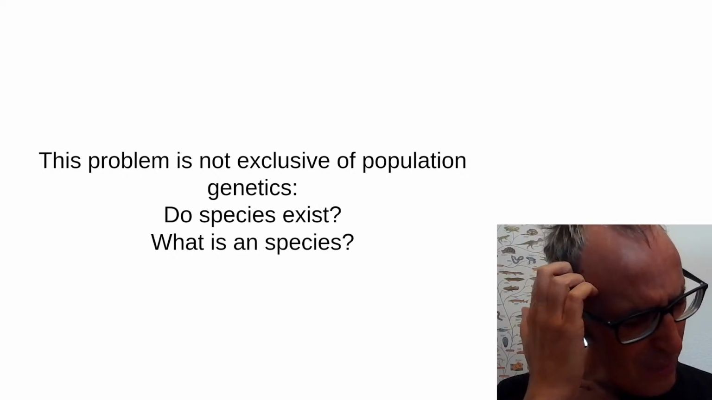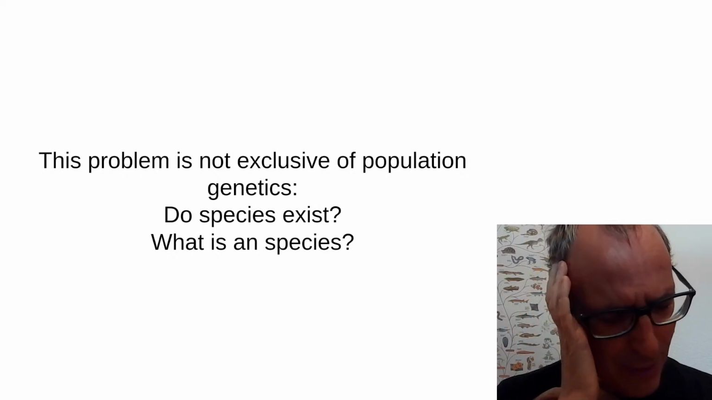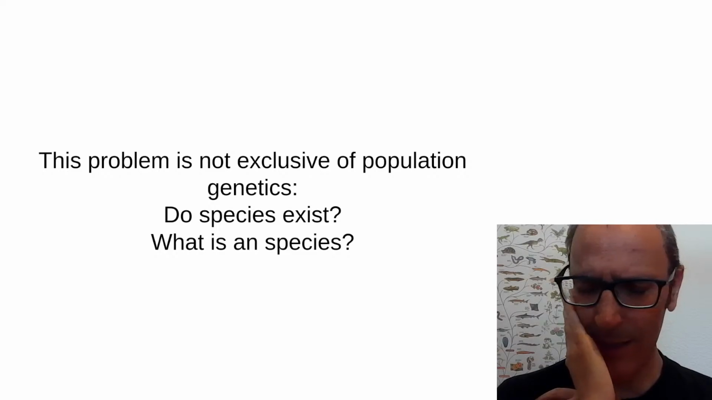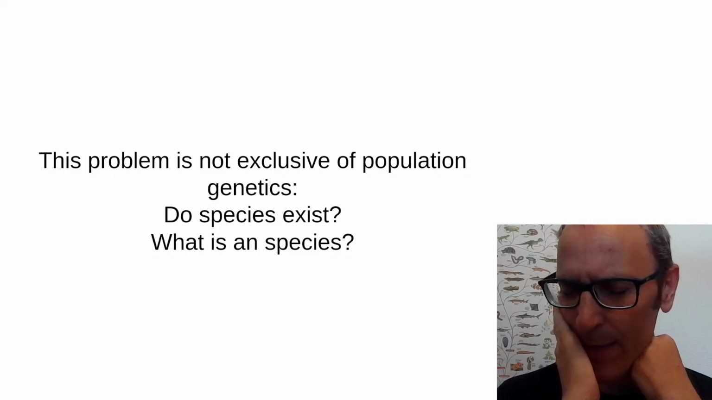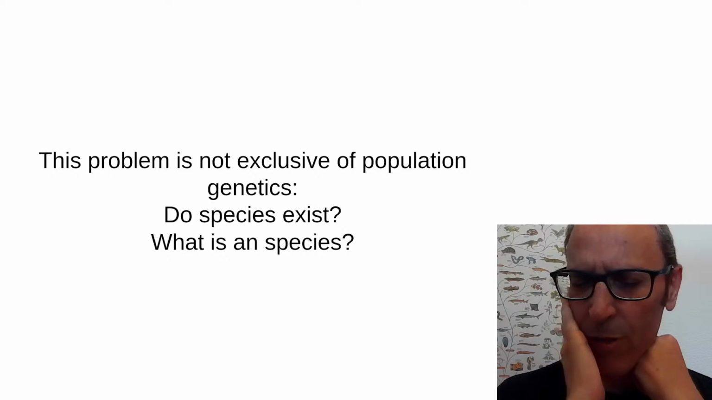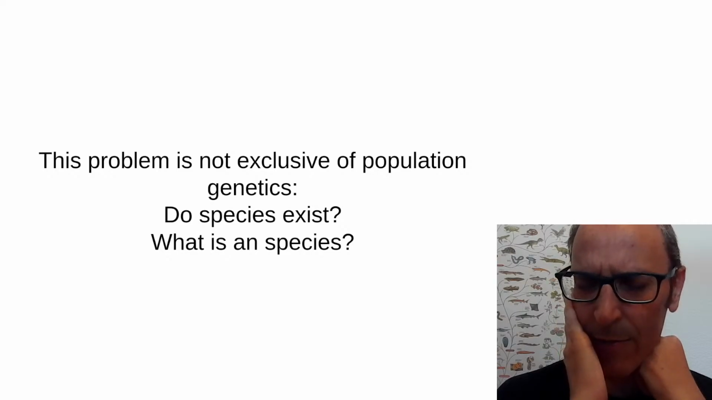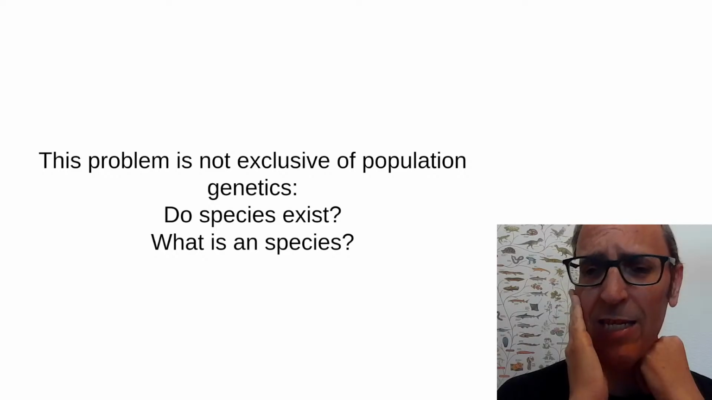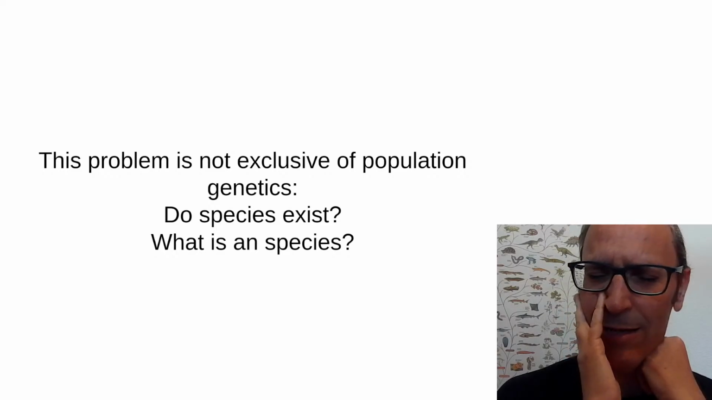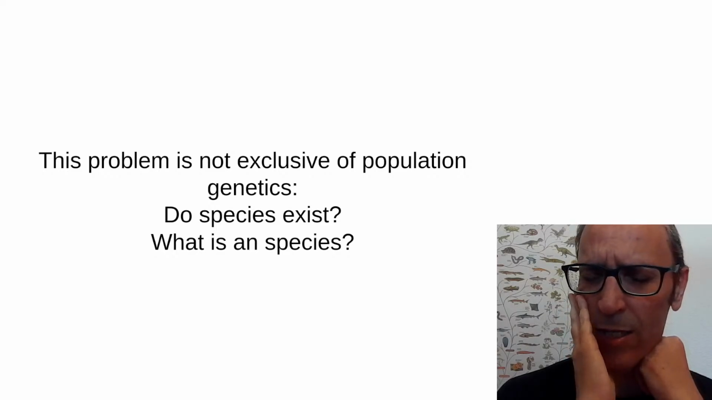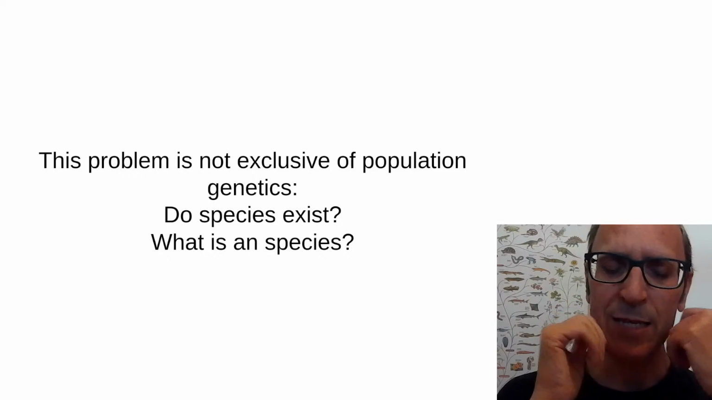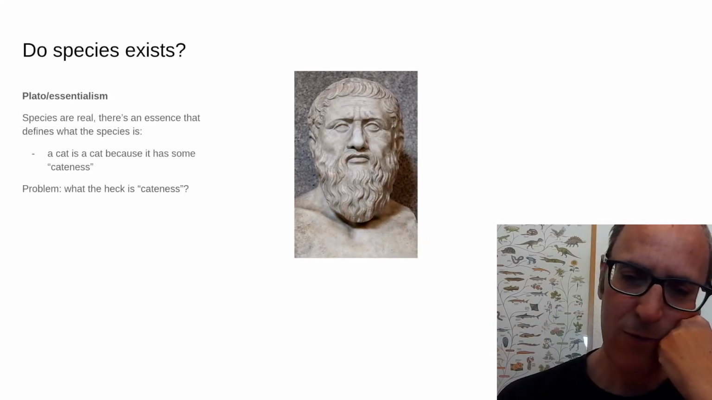There are more radical thinkers about these kinds of things. You can think about, for instance, should we use species at all? Because if they do not reflect exactly the reality, maybe we shouldn't use the concept of species. Or do species even exist? And if they exist, what is a species? This is a problem that has been debated for thousands of years.